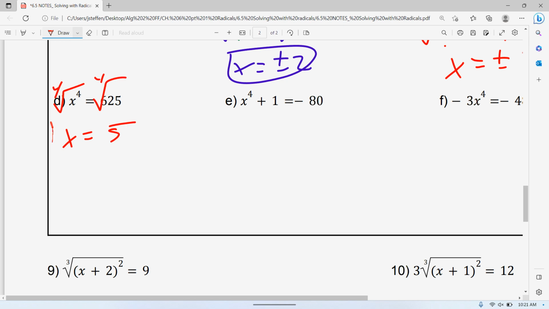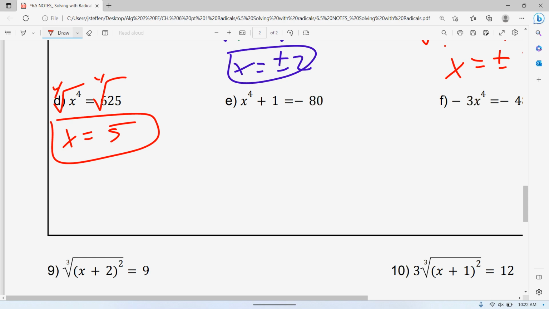Remember, if you want to, we can always make radicals into exponents by using a fraction. For the fourth root of 625, I put in my calculator 625 raised to the 1/4. That's 5.